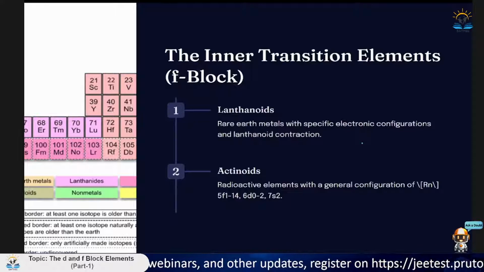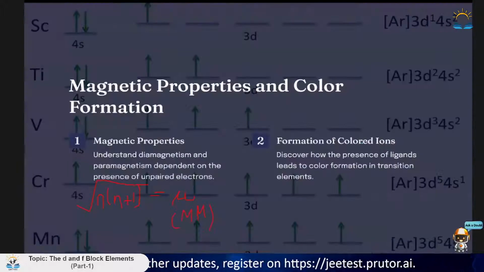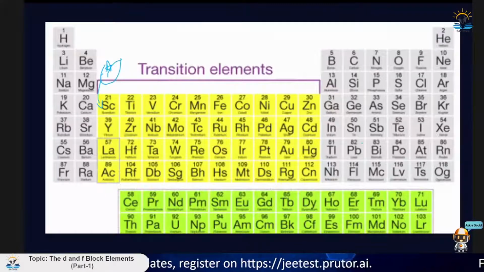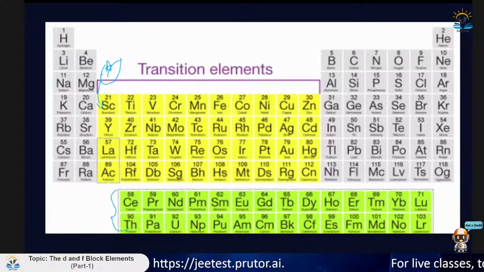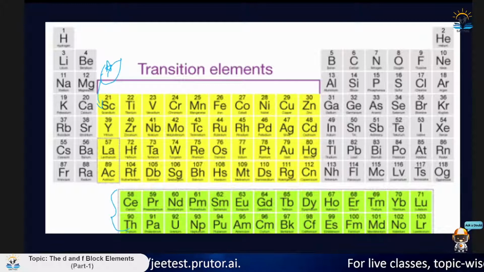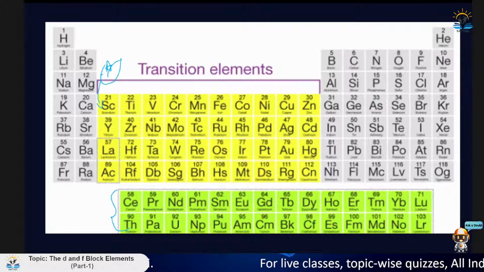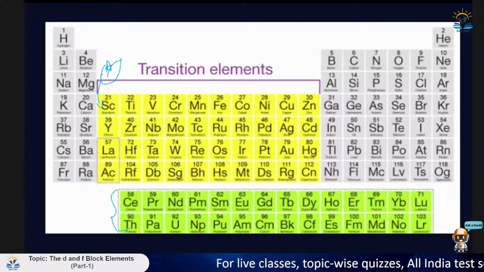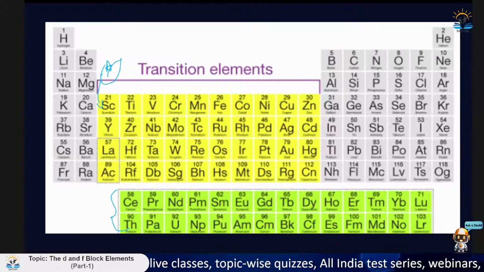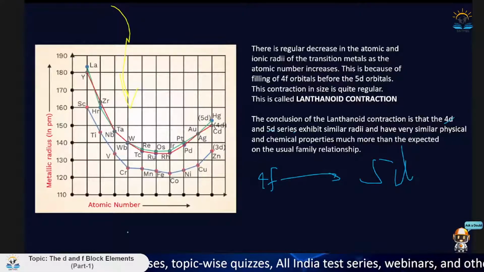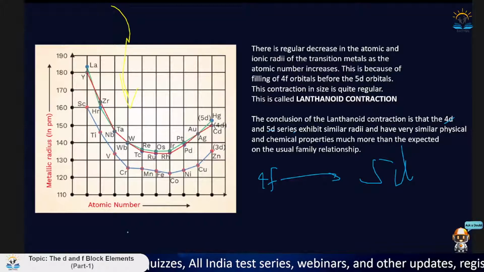And F block elements are again divided into lanthanoids and actinoids. So if we go back over here to our periodic table, these are our lanthanoids and our actinoids, which we call the F block elements. Now, you will see many similar things. If you have understood D block, F block is just kind of a copy paste of that whole thing. Okay. There you'll see a thing called actinoid contraction, and the same whole concept works over there also.